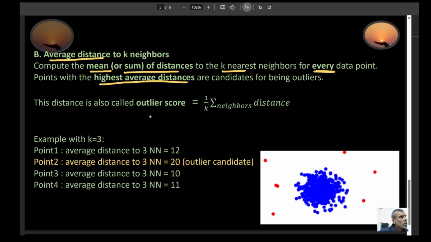Now, this distance also has a special name. It's called outlier score. The outlier score would be equal to 1 over k times the sum of all the distances. Basically, you're taking distances of all the neighbors, adding them together, and dividing by k.